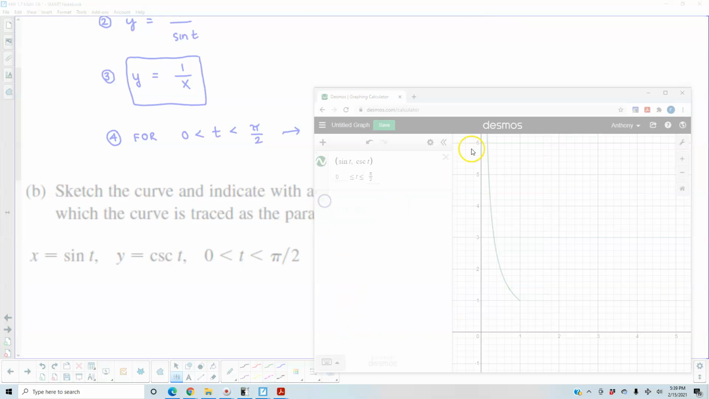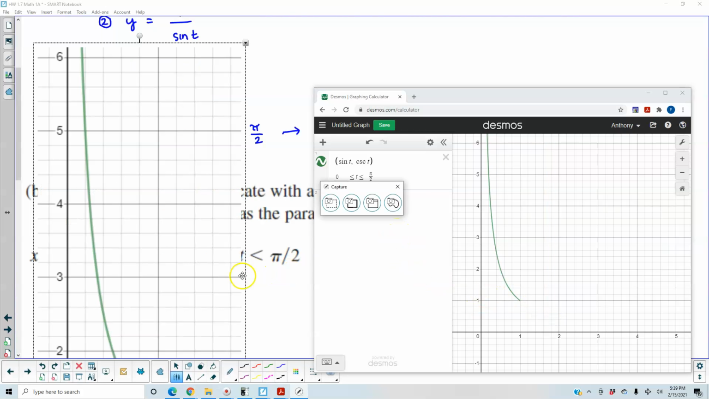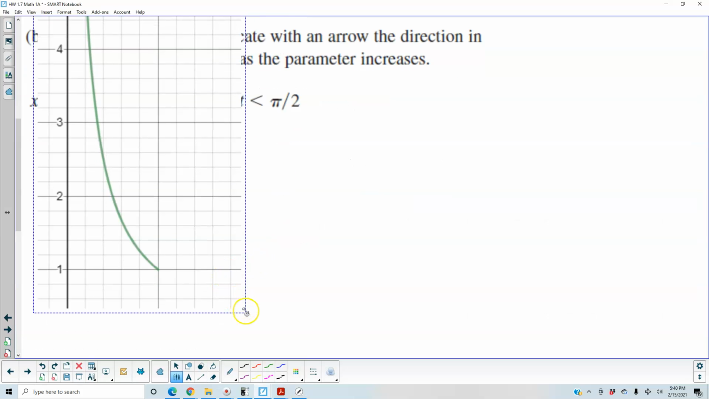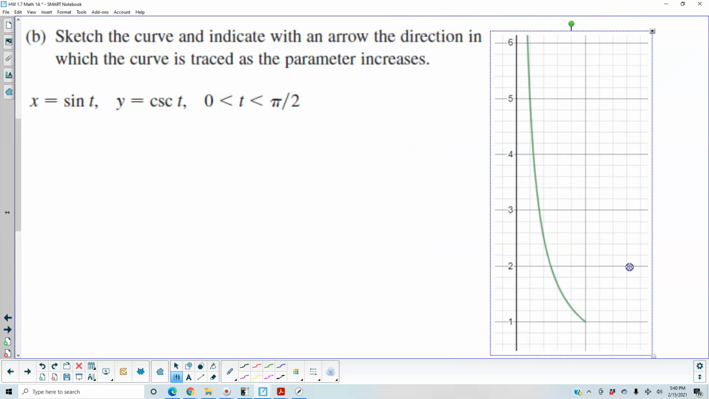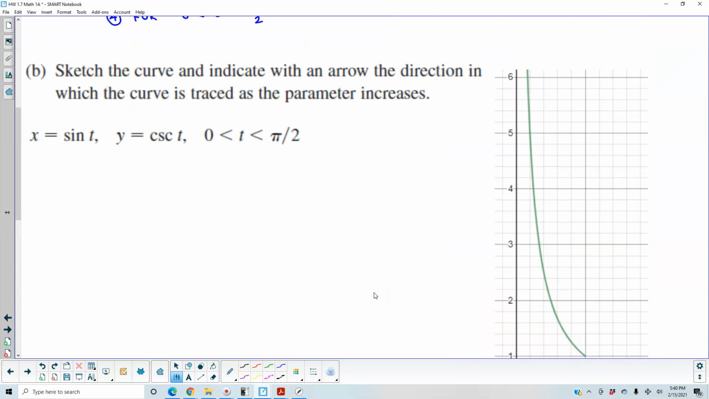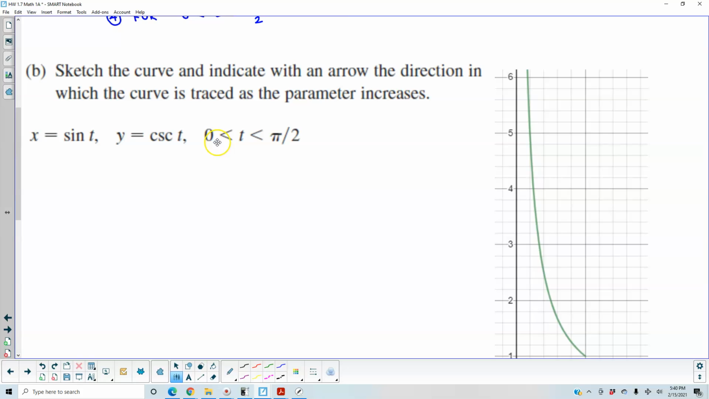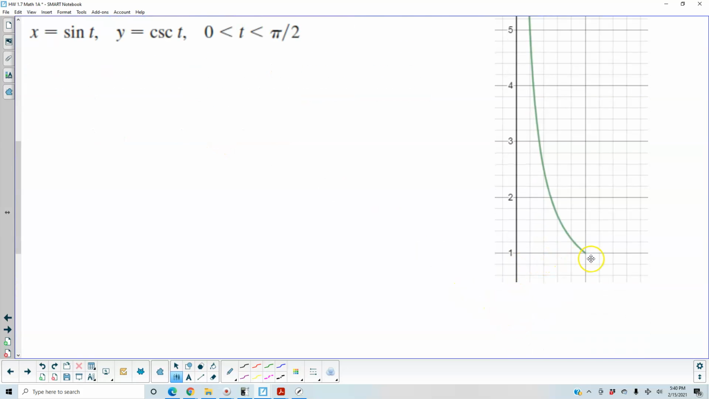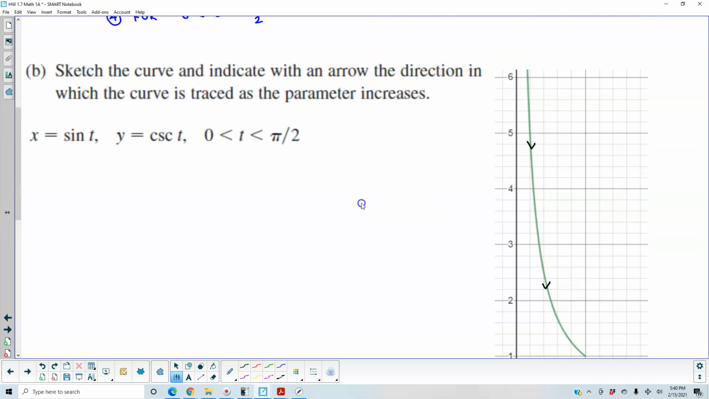Okay, so let me go ahead and copy this graph. Okay, so we need to figure out, what direction is this going in? Well, we can see here that it's going from 0 to pi over 2. So when t is equal to 0, it's moving to the right. So that means that the direction should be going in that direction. But there's also one thing we need to be clear of.